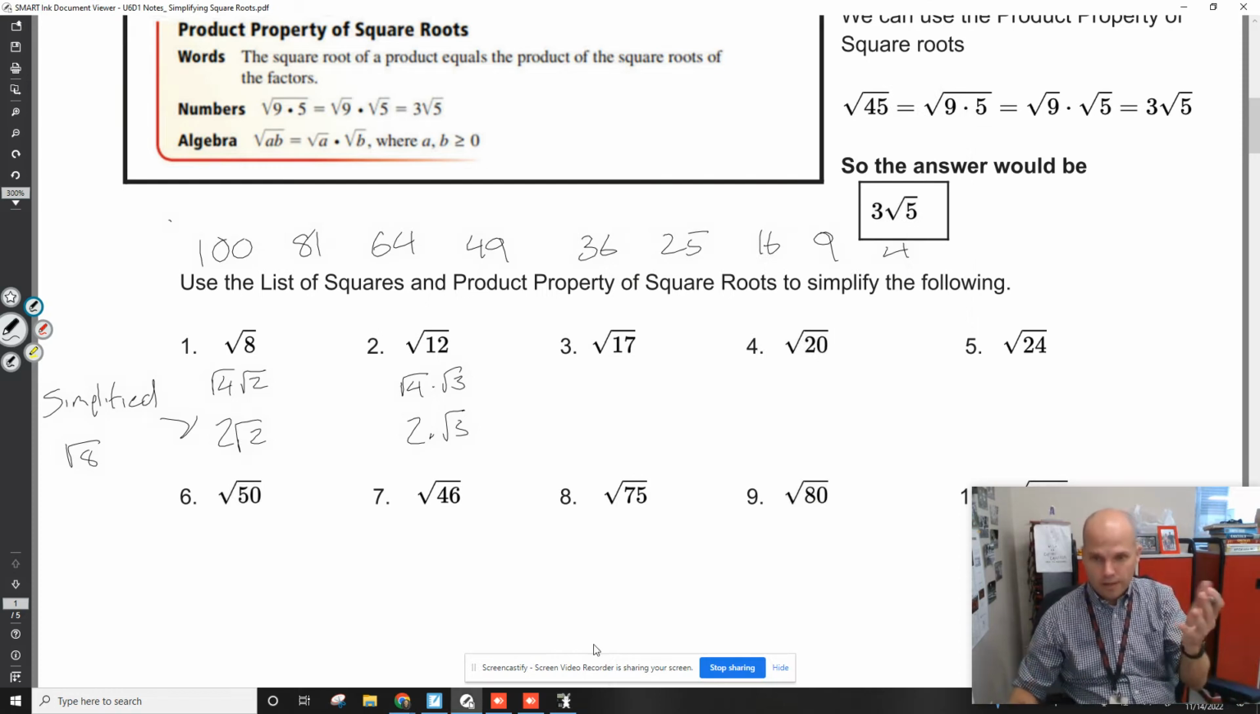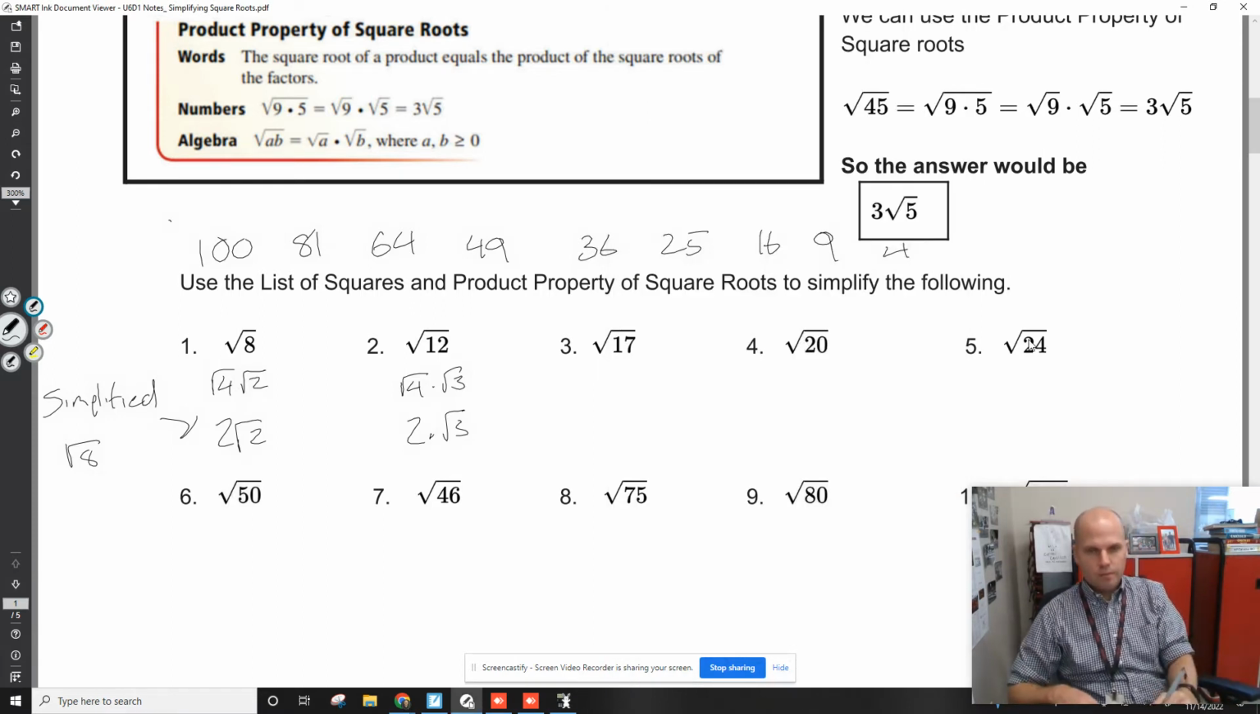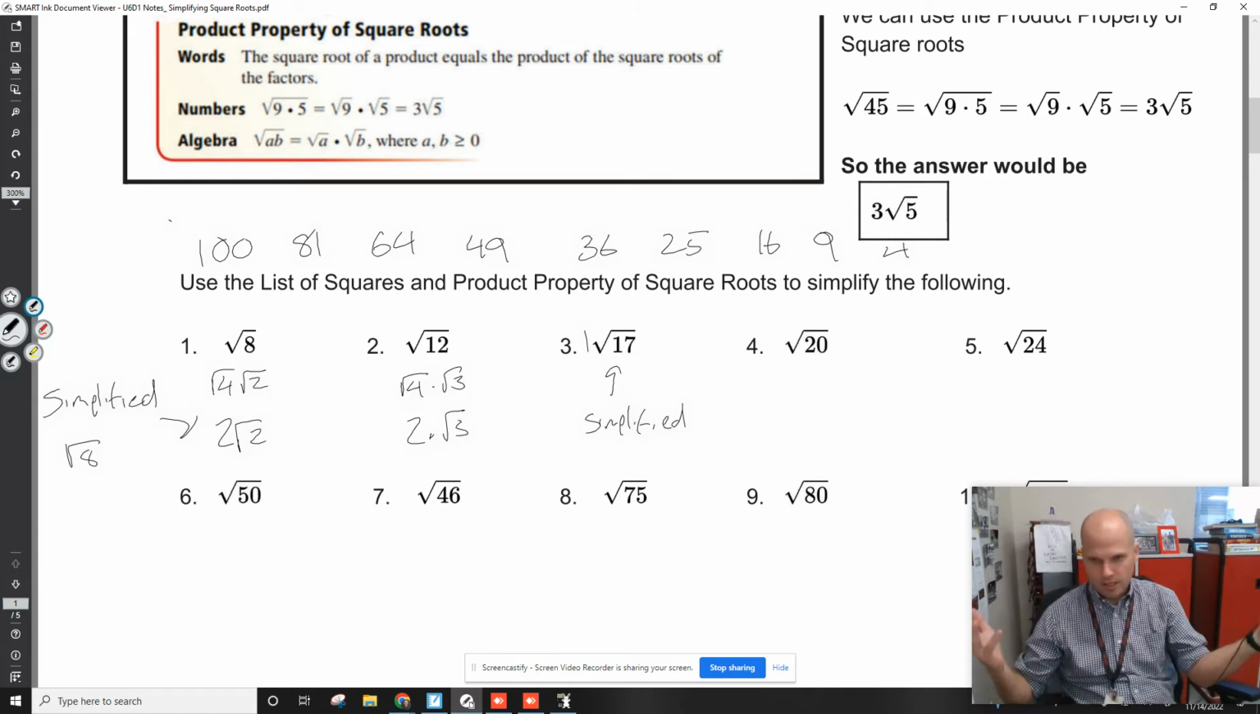Okay, now let's try 17. So the square root of 17, I'm going to try to rewrite that as something. So I'm going to start without the square root, just with 17, and divide that by 9. Nope. Try to divide that by 4. Nope. So guess what? This is simplified. You can't do anything. Maybe you put a 1 next to it. So 1 root 17. Can't do anything.